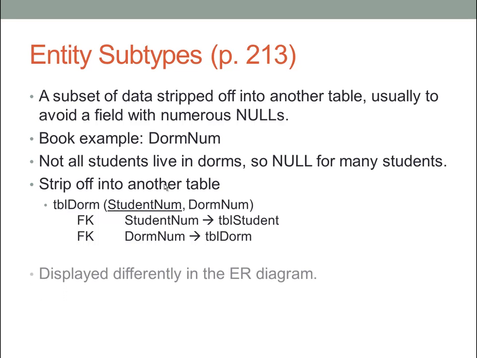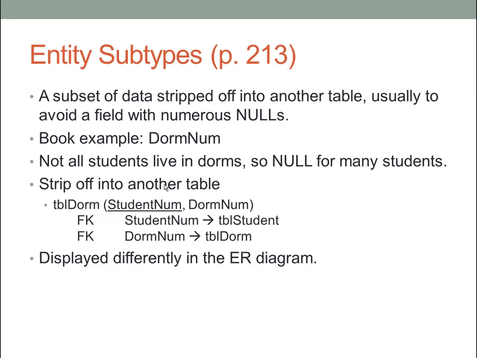It is displayed a little differently in the ER diagram, which the author shows you there on page 214. The category symbol lets you know that the purpose of that table is a one-to-one relationship, just to identify that it is an entity subtype. Again, it's avoiding nulls. Some other great examples: fax number.